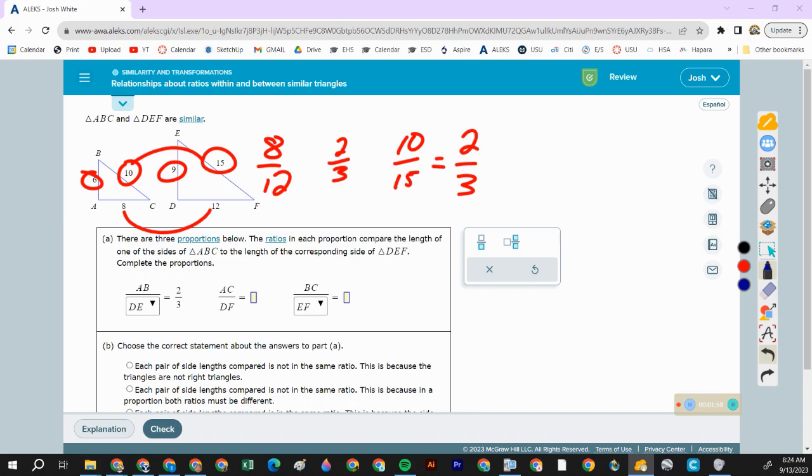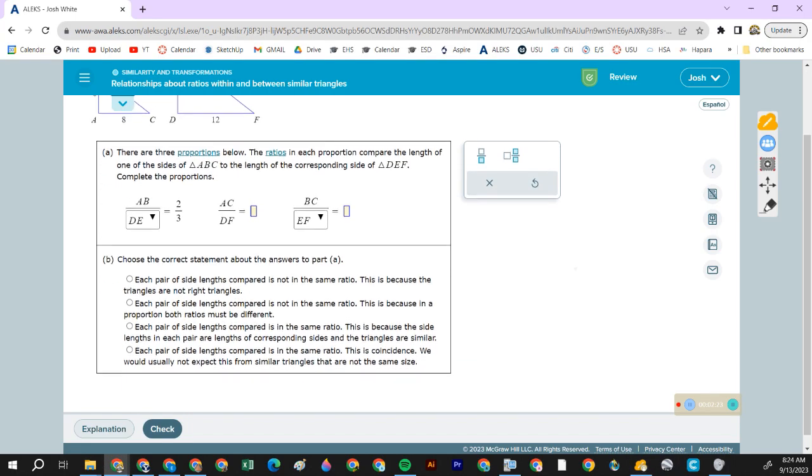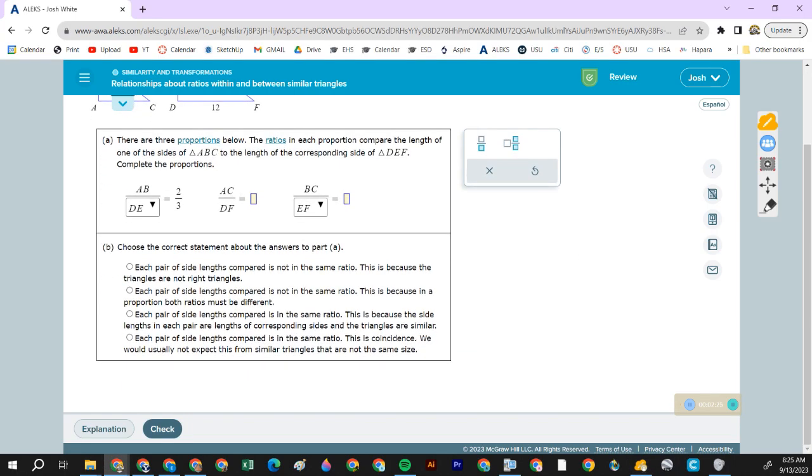Okay. Did I really need to calculate those? No. How come? How did I know they were all going to be 2/3? The first one was 2/3, and it said the triangles are similar. So if you know one of the ratios, then the other two have to be exactly the same. Okay. So choose the correct statement.